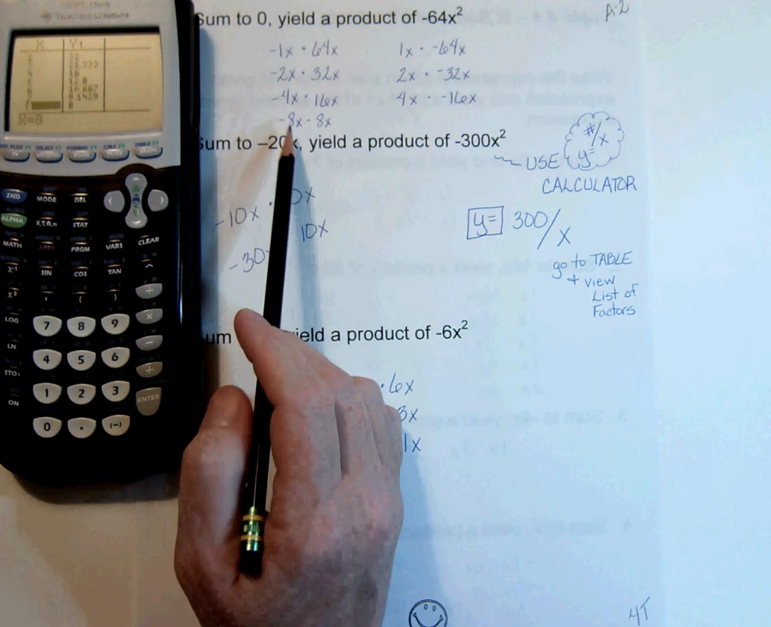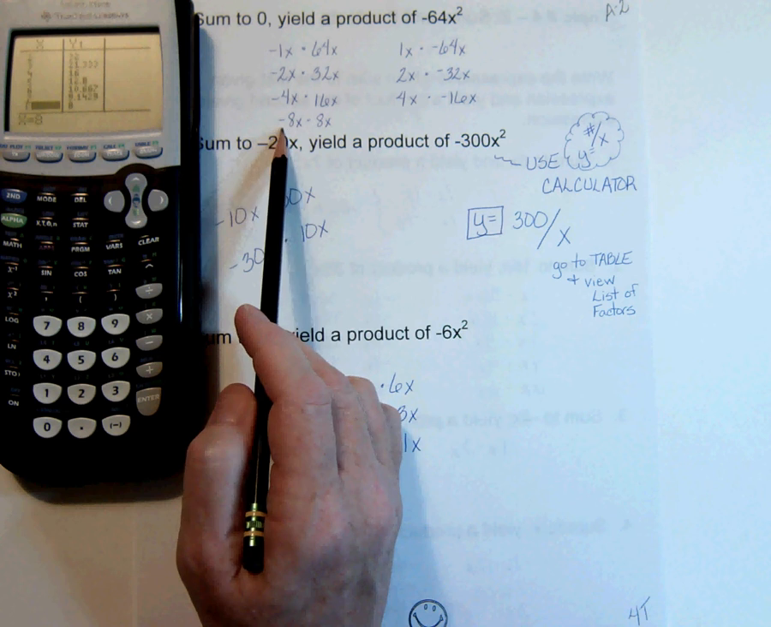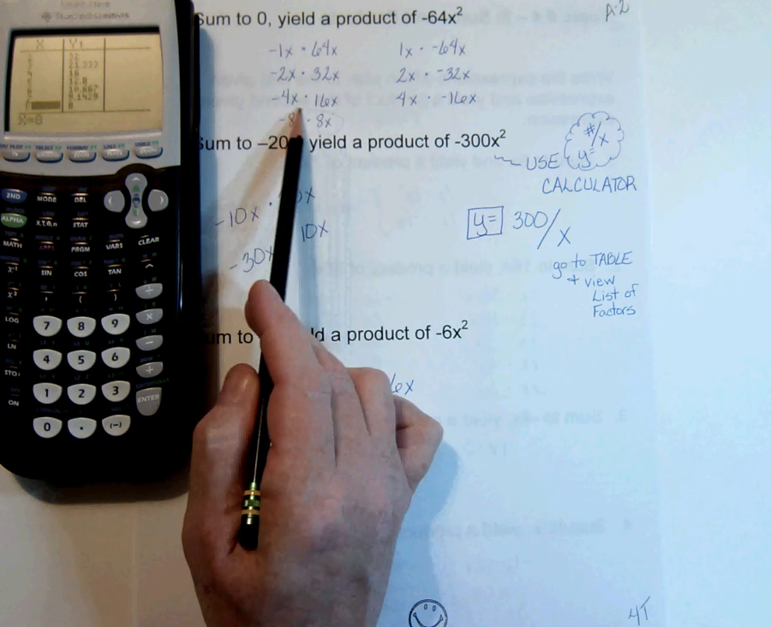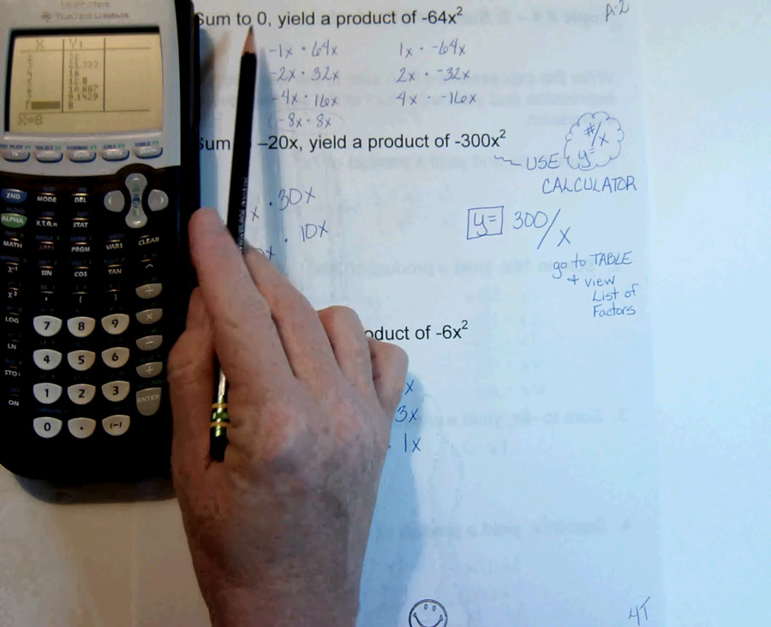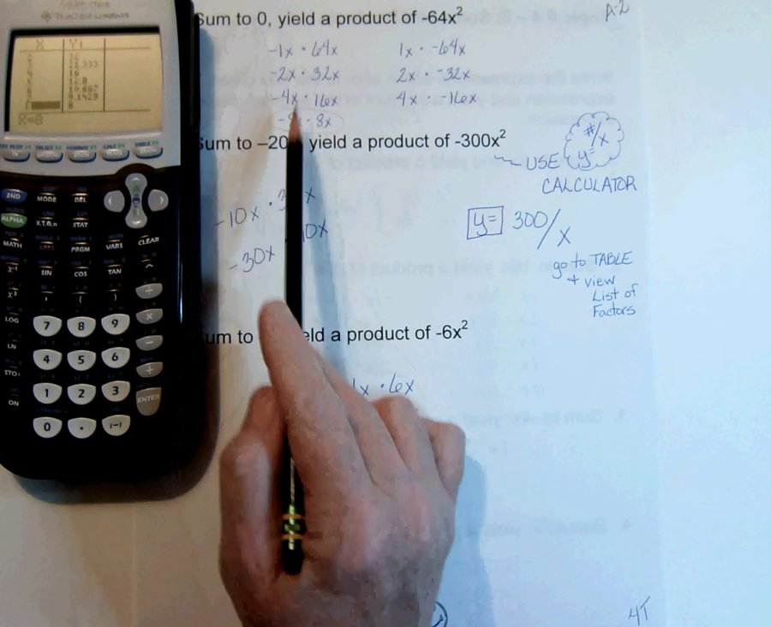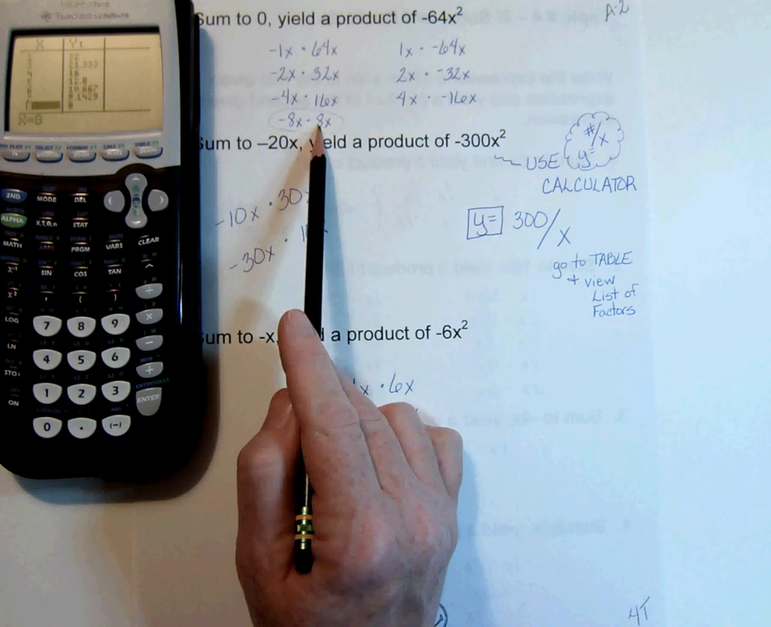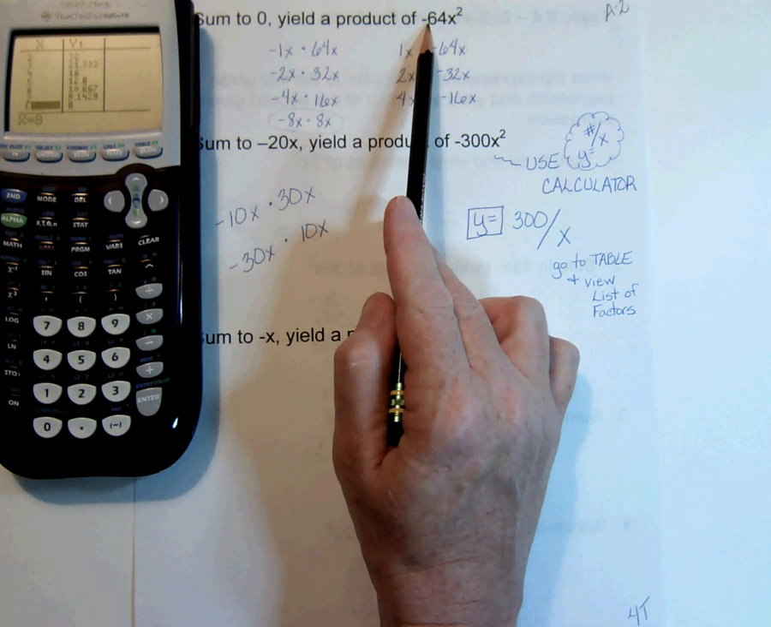So notice that you want it to add up to 0. Well, a positive 8 and a negative 8 cancel each other out and would give us 0. But multiplied together, a negative times a positive gives you a negative 64.